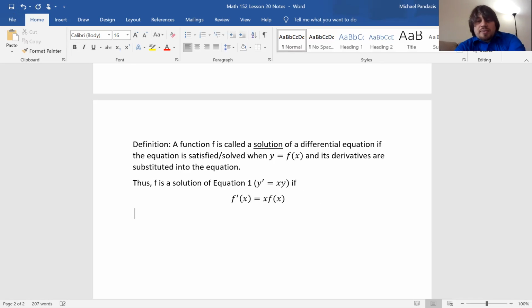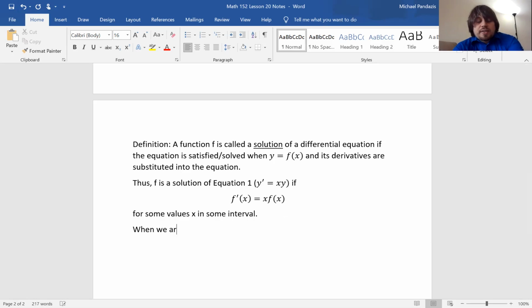And I should mention, for some values of x in some interval. So we're talking about this function f somewhere on the real line, right? What you want is this equation not just to hold for maybe a particular value of x, but on the entire domain of f. So for every x in the domain of f, it should satisfy the differential equation in order to be a solution.